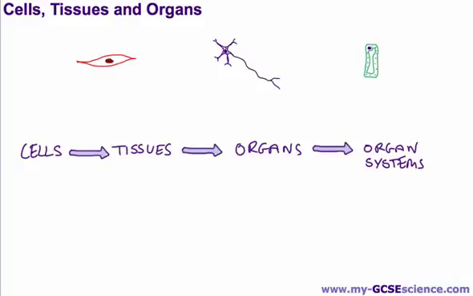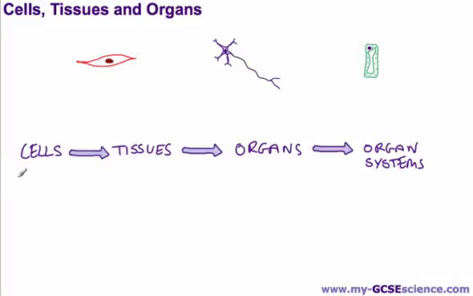And the way this works is, at the very simplest level, we have cells, and they can join together, become specialized, and join together with other similar cells and become tissues, and those tissues can then join to make organs, and the organs can then join to make organ systems.